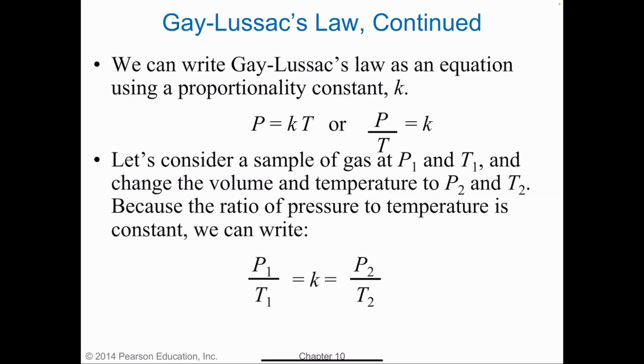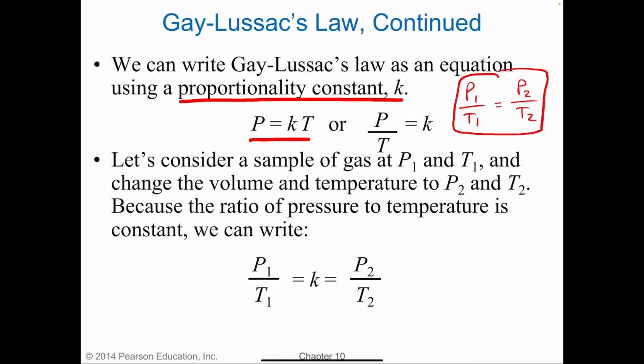So same kind of thing that we just saw with Charles's law. Instead of volume and temperature, now we've got pressure and temperature, but we could use an arbitrary proportionality constant. So the pressure divided by the temperature in one scenario or before there was some sort of change can be equal to the pressure divided by the temperature afterwards. So this is one way to write Gay-Lussac's law.